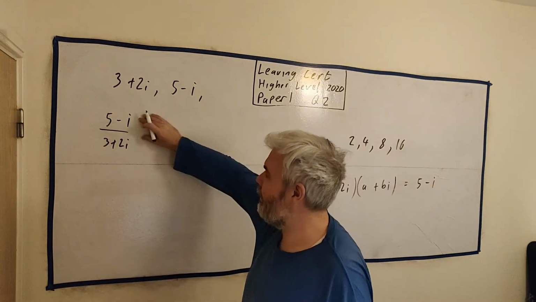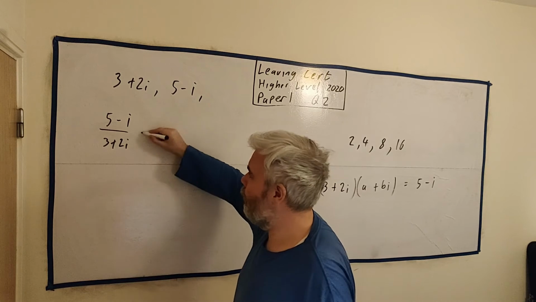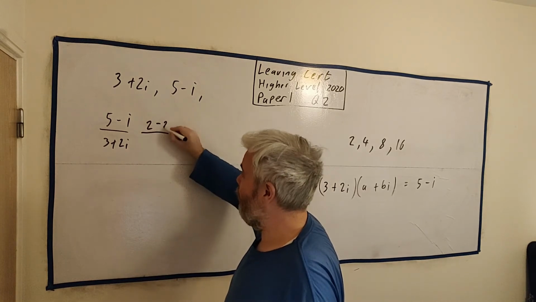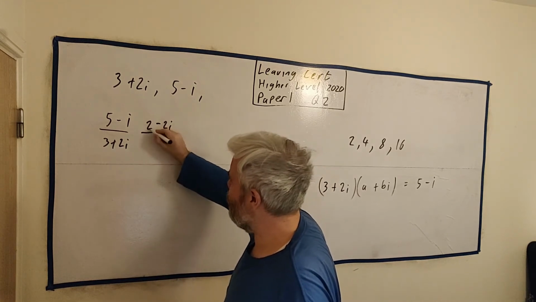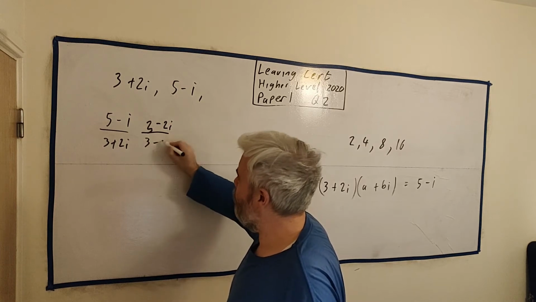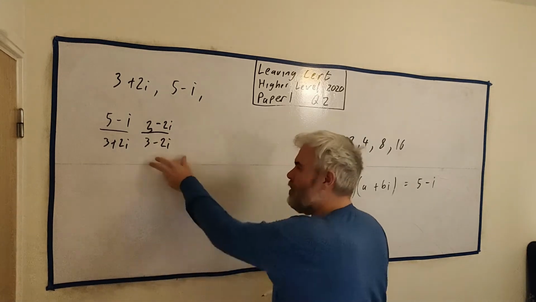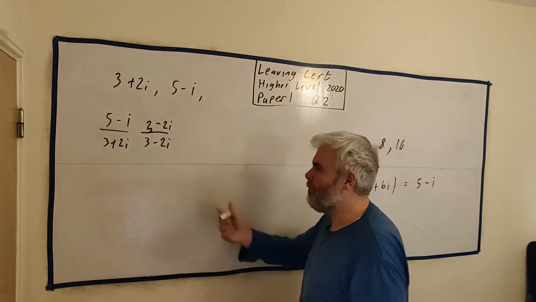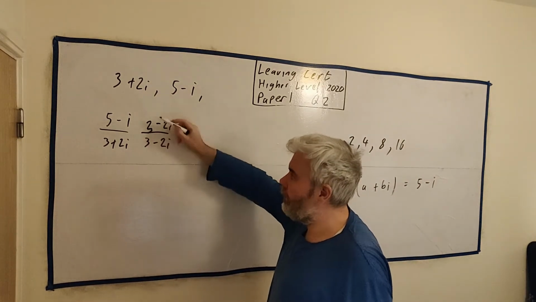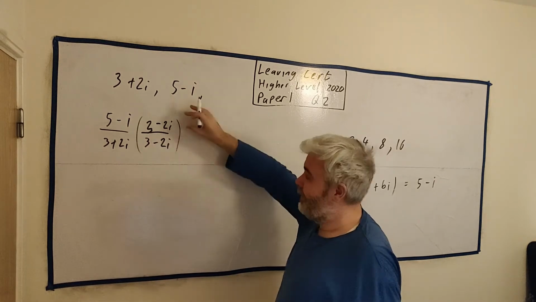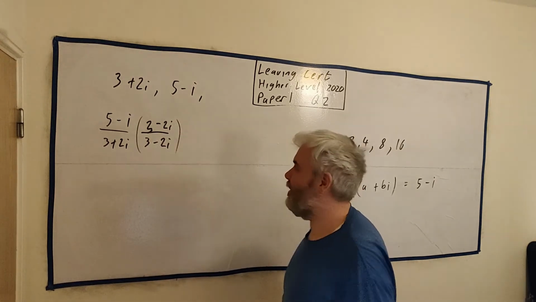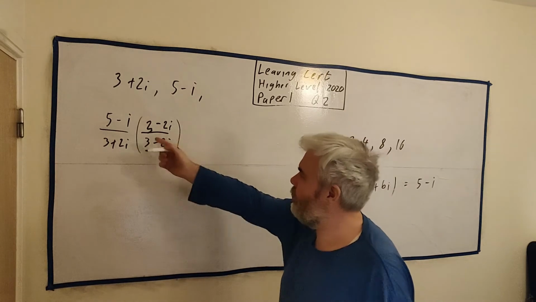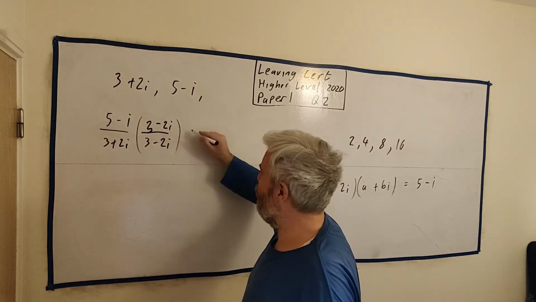To divide complex numbers, we take the bottom row and use the conjugate of it. Sorry, that should be 3 minus 2i. So we're using this number because it cancels the bottom out quite nicely. And we can multiply anything by 1, because that's all this is. It's something divided by the same thing. It's just 1.